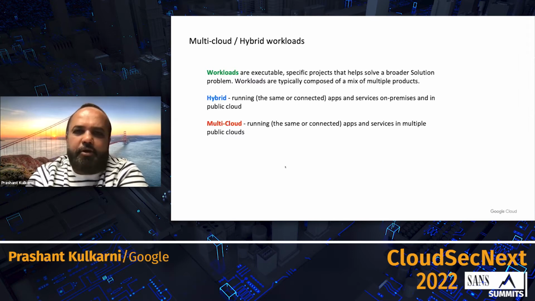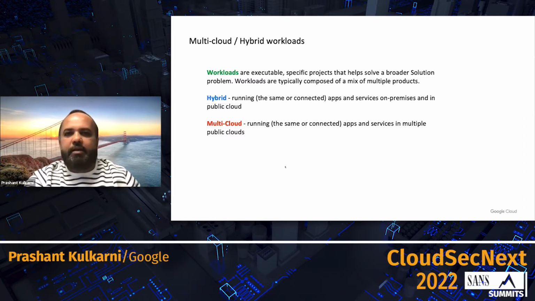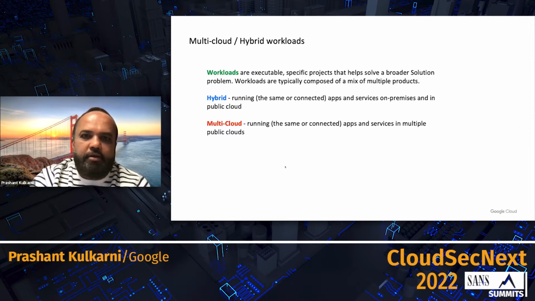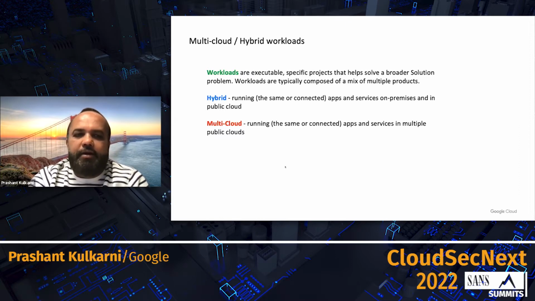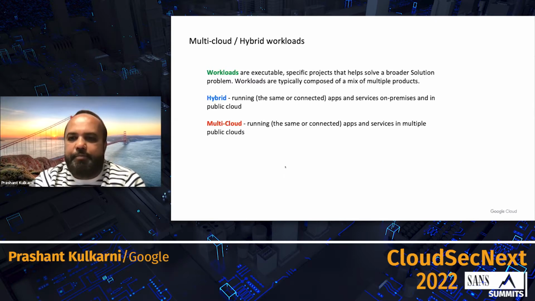Just to get some terminology out of the way, workloads are typically specific projects that help you solve a solution or a broader problem that you're trying to solve on any cloud platform, be it AWS, Azure, or Google. Hybrid is a term generally used in the market when you have workloads that span across your on-prem and a public cloud environment. And multi-cloud is obviously when your workloads span across multiple clouds.